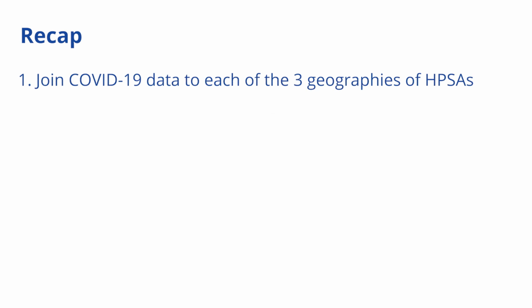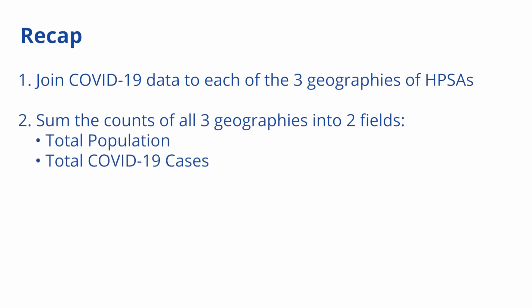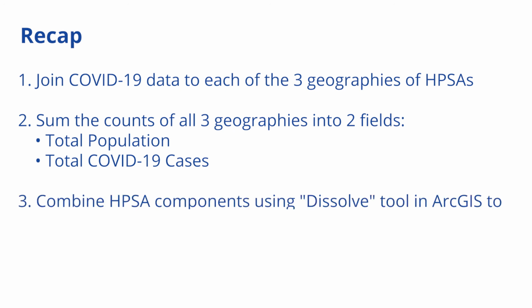To recap, first, we joined COVID-19 data to each of the three geographies of primary care HPSAs in New York. Second, we summed the counts of all three geographies in primary care HPSAs into two fields representing the total population and total cases of COVID-19. Finally, we combined the primary care HPSA components using the dissolve tool in ArcGIS to generate Study Area 1.